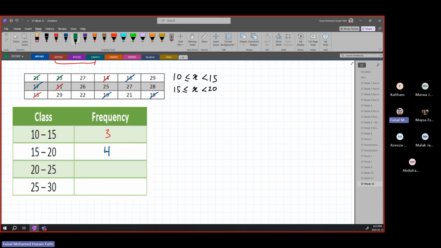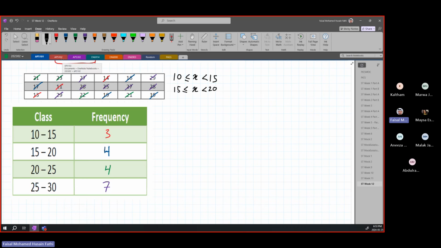So 1, 2, 3, not including 25, so not that one. So we have 3 values. And lastly, all the values including 25 and above up to 30, so 27, 29, 26, 25, 27, 28, 29. Oops, I missed the 21 here. This 21 here is going to be changing this from 3 to 4. And 1, 2, 3, 4, 5, 6, 7. We have 7 here.